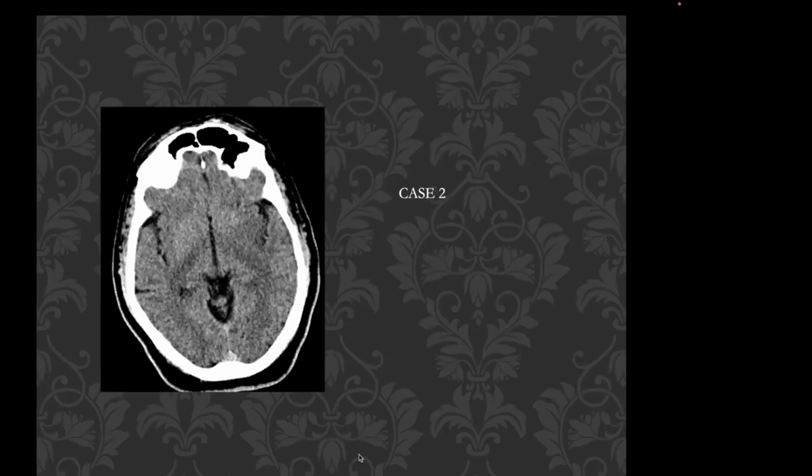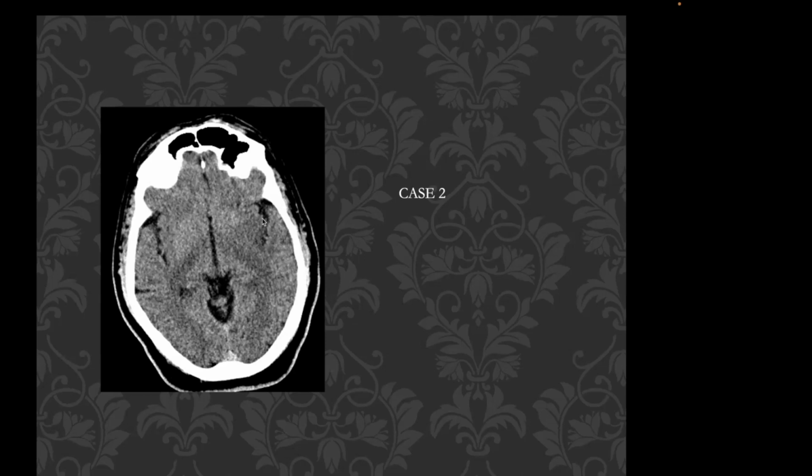The finding on this scan is the loss of the insular ribbon and loss of the border of the lentiform nucleus on the left side. So if you notice on the patient's right side, you see the internal capsule, relatively sharply defined lateral border of the lentiform nucleus, and the relatively higher attenuation insular ribbon compared with the white matter in this location.